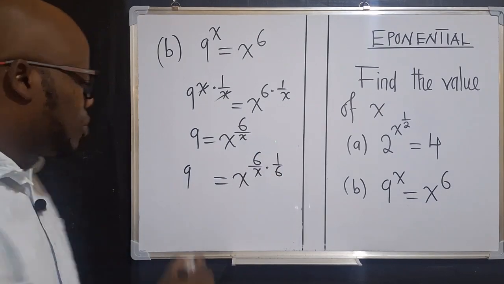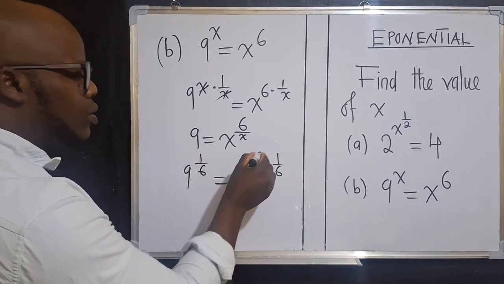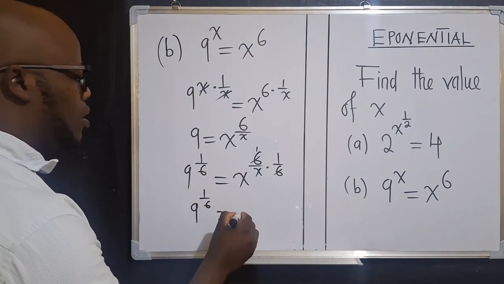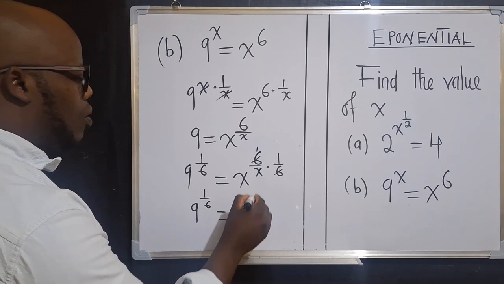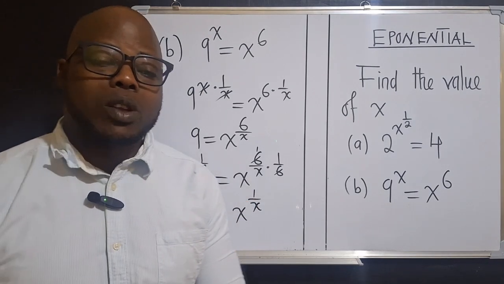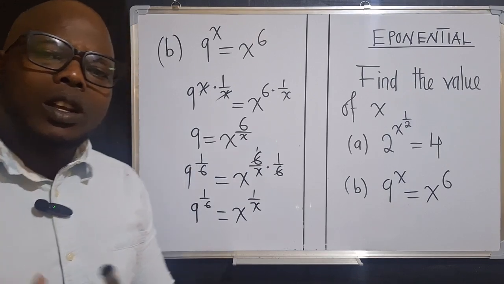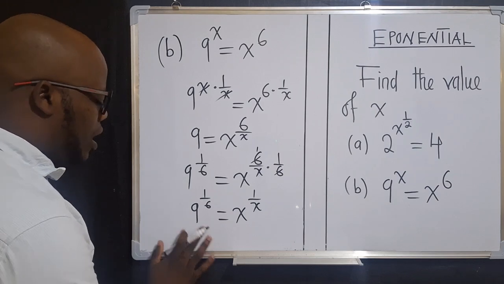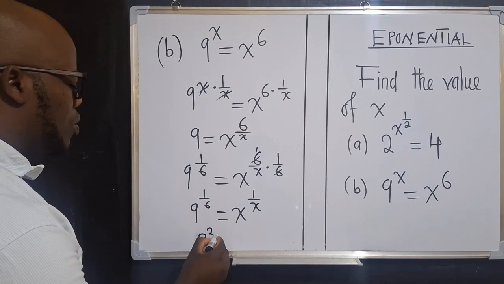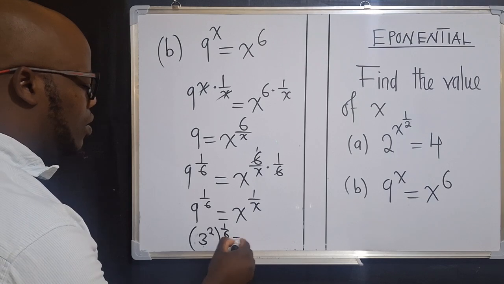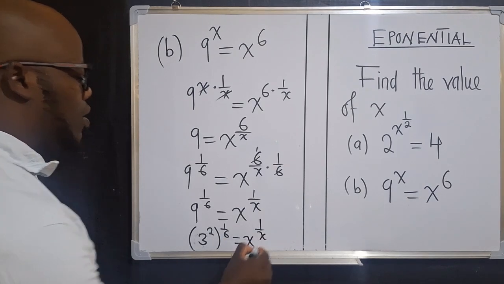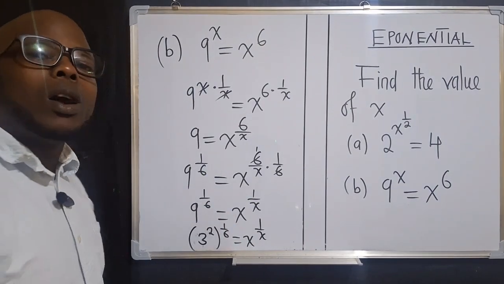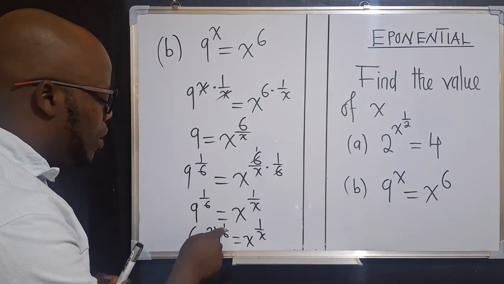The reciprocal of this. Even this side, 1 over 6. So the 6 and the 6 will give us a 1. We shall remain with 9 power 1 over 6, which is equal to x power 1 over x. See what we've remained with? We're almost there. So the next thing here will simply be to say 9, okay? Actually, this 9, we shall write it as 3 power 2, and then power 1 over 6 is equal to x power 1 over x. You see? So now, from this stage, the laws of indices, power to power, you multiply. So we're going to multiply this power times this.